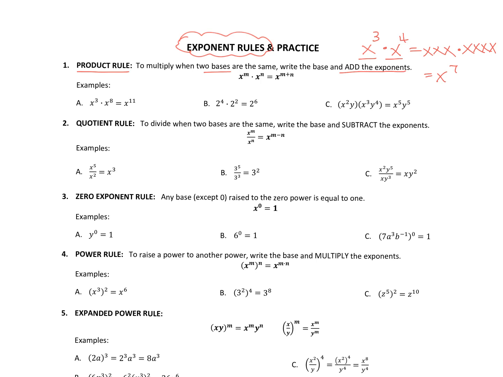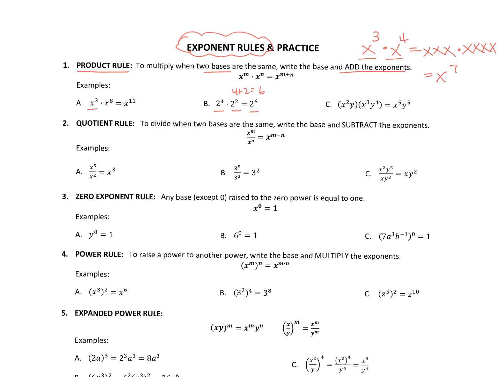So let's look at an example of this here. I have 2 to the fourth times 2 squared. The 2 is my like base. Notice that I don't make it a 4, I keep it a 2. That's my like base, and I add my exponents. 4 plus 2 is the 6 that you see there.